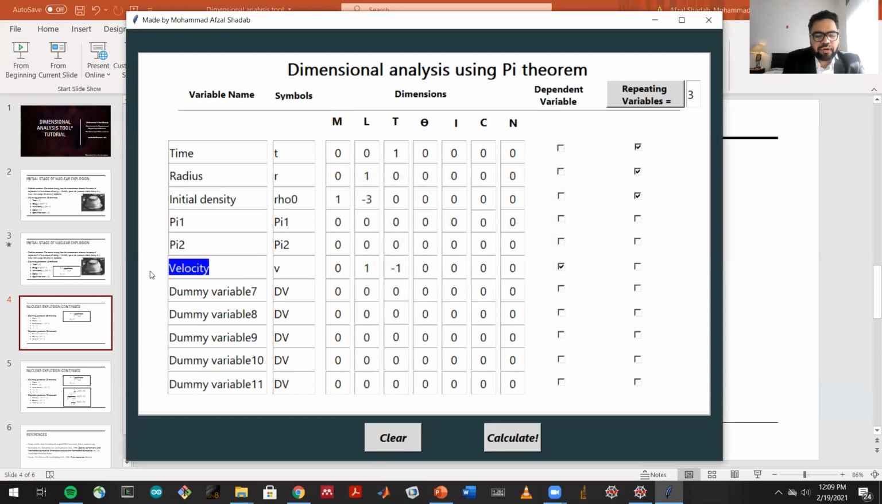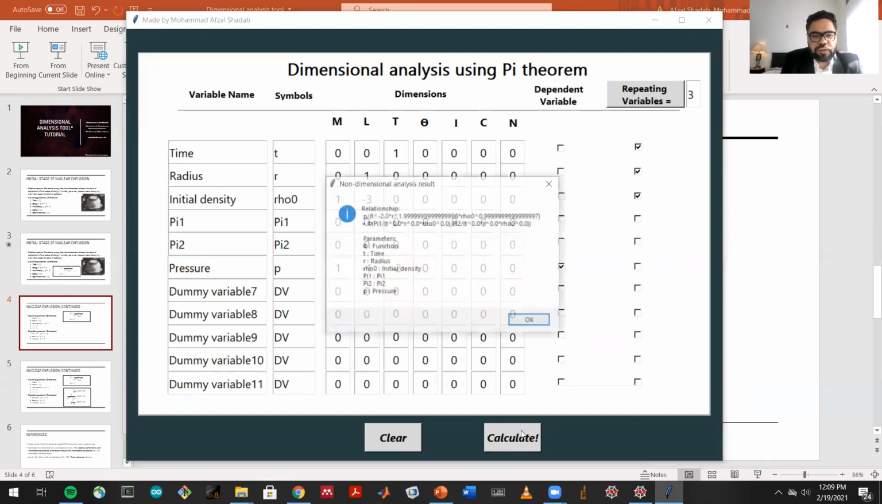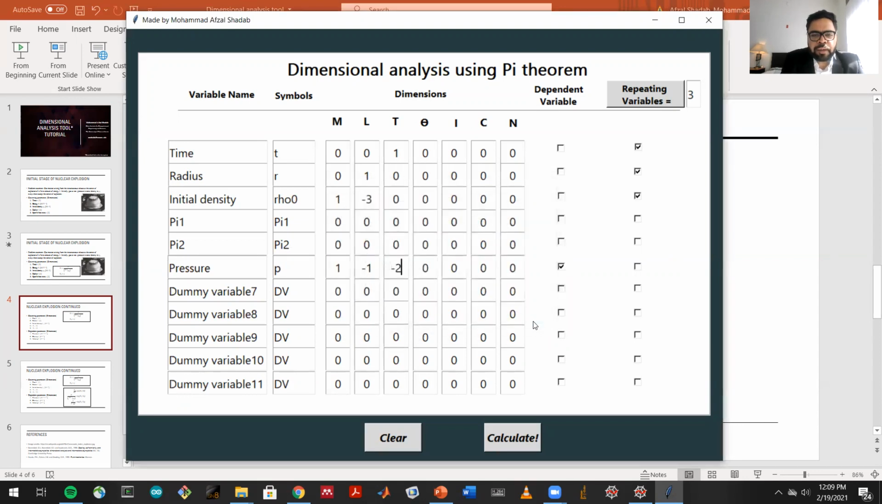And you can do that for pressure as well. Pressure is force upon area. Force is MLT^-2, and this is ML^-1 T^-2. If you do that again, you have pressure over rho naught r squared divided by t squared is equal to phi of pi1 and pi2. This phi is different for the different variables, of course, and these are the parameter names if you want to have a look at them.